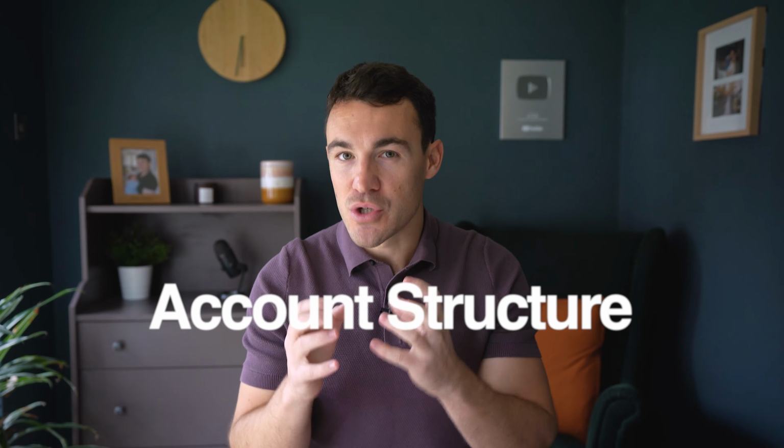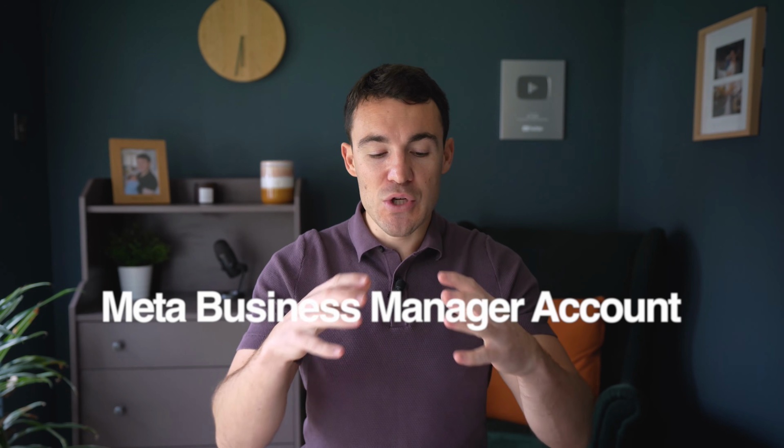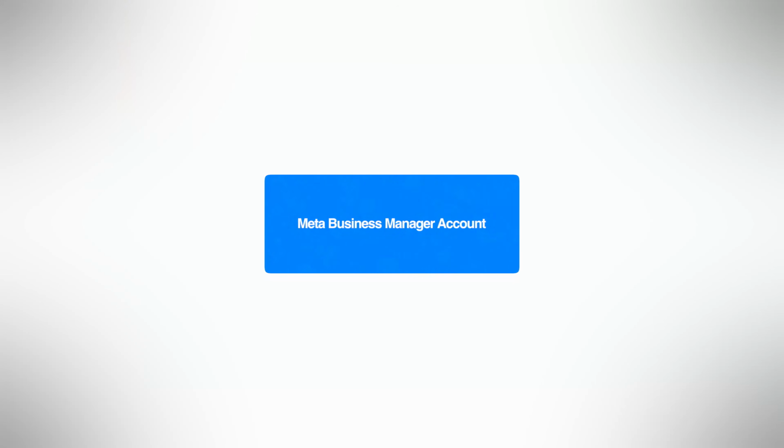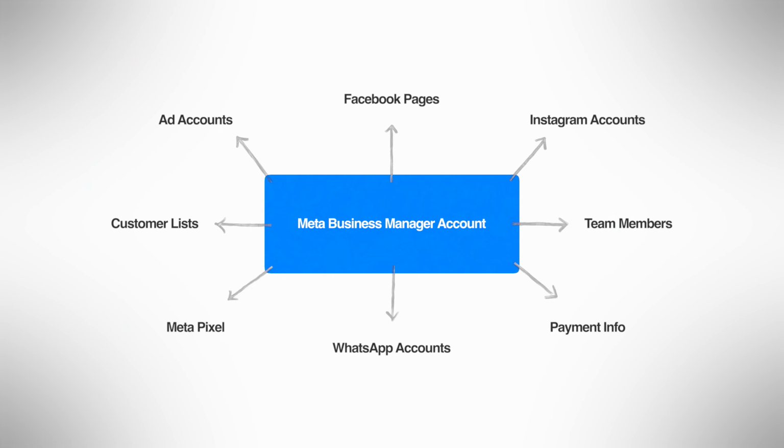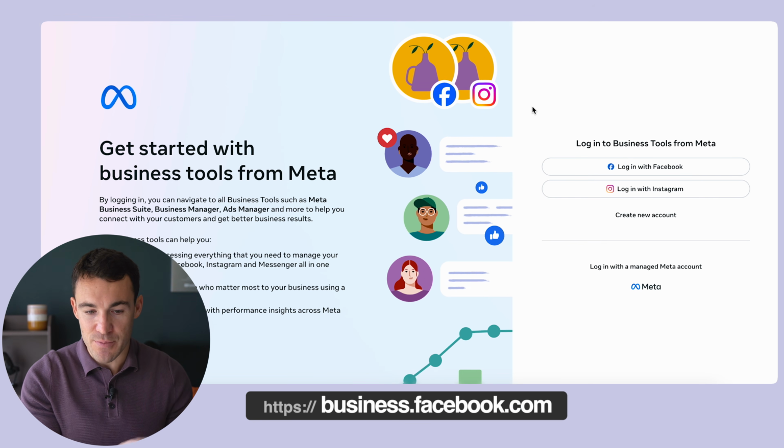So before we dive into the fun stuff and start putting our ad campaign together, we first need to get our account structure sorted. And what I mean by that is creating a Meta Business Manager account, because your Business Manager account is what holds all your Meta ad assets. So things like your ad account, your Facebook page, your Instagram profile. To do that, you want to come through to this page, which is business.facebook.com.